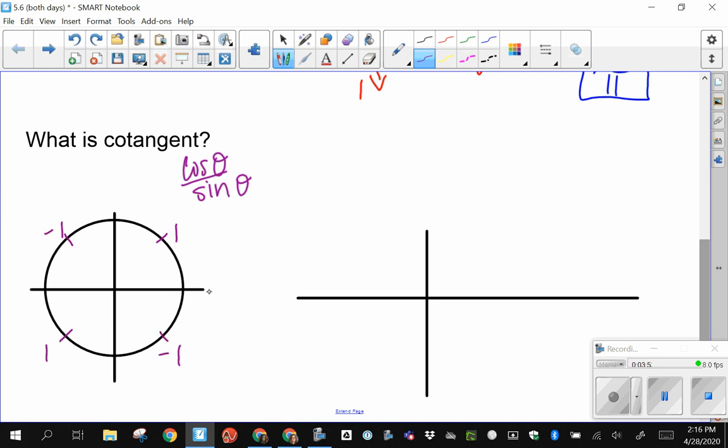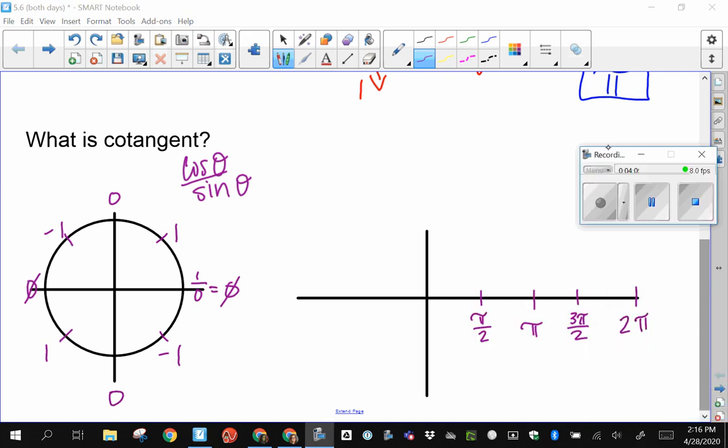That hasn't changed. But now we're going to have our 1 in the numerator and our 0 in the denominator at 0 or 2 pi, and that means we're undefined at 0. We're also going to be undefined at pi, and then we're going to have our zeros at pi over 2 and 3 pi over 2. All right, so I've got my labels on there.